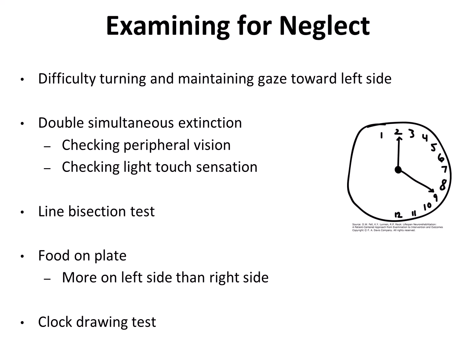Another is known as the line bisection test. The line bisection test itself is just having a straight line placed in front of the patient, and then they're asked to put a line perpendicular to this line at about the middle. If a person has neglect, their perpendicular line is going to be displaced far to the right. It's not even going to be close to the middle.